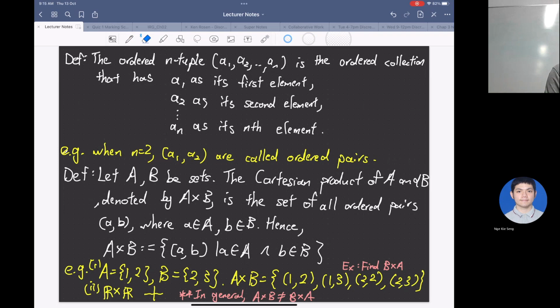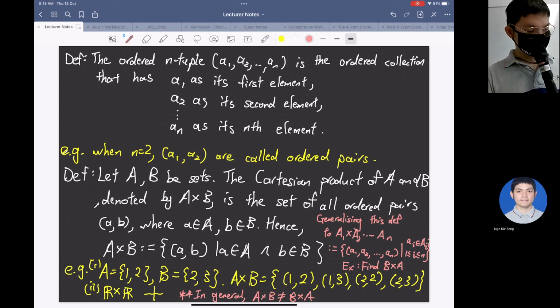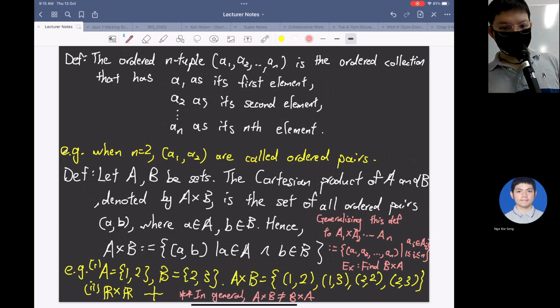Okay, and also, you can generalize this definition to n-tuples. The Cartesian product of n sets can be defined as the set of ordered n-tuples (a_1, ..., a_n) such that a_i is in A_i, with i going from 1 to n. So you can generalize this to n-tuples.